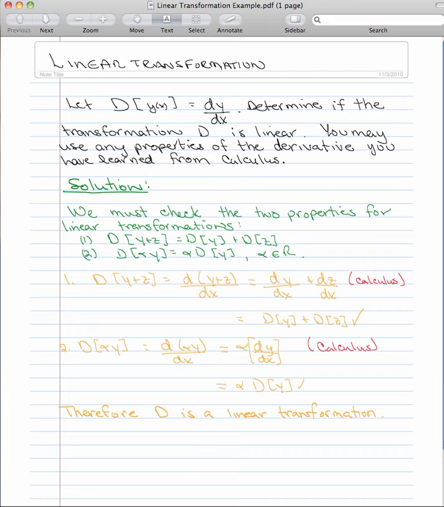I know that many of you had questions about the linear transformation homework problem, so I wanted to do another example for you today so that you'd have that for your test tomorrow. I know most of you probably already looked at this, but I just wanted to make sure. So we have a linear transformation problem here.